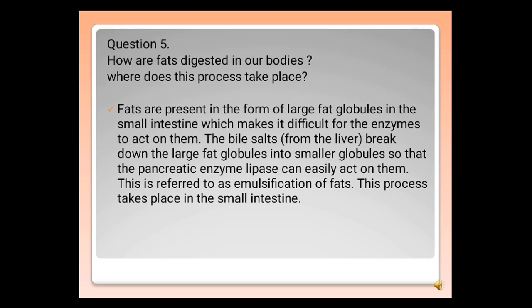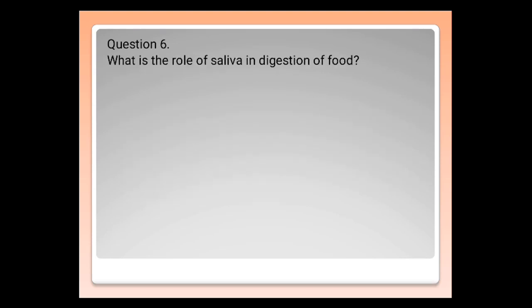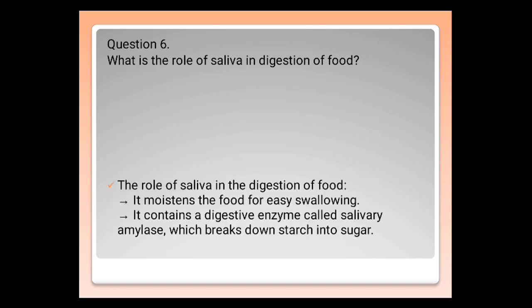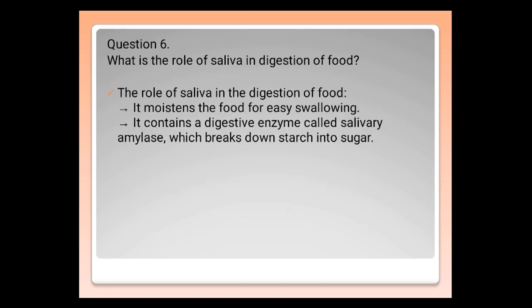Next question. What is the role of saliva in digestion of food? Answer: First point, it moistens the food for easy swallowing. Next point, it contains a digestive enzyme called salivary amylase, which breaks down starch into sugar. That is, some amount of starch is converted into sugar in the mouth itself. Next question.